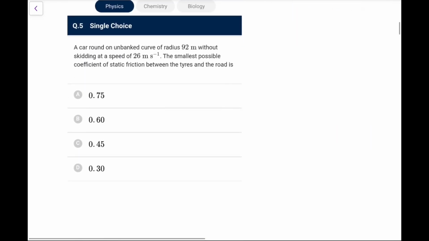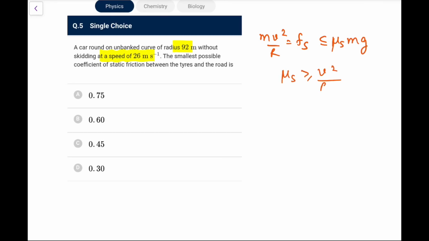Next, a car goes round an unbanked curve of radius 92 meter without skidding at the speed 26 meter per second. The smallest possible coefficient of static friction is? So what we can say, the required centripetal force mv square by r is provided by friction, which should be less than or equal to mu s N, which is mu s mg here. So mu s should be greater than or equal to v square by rg here.